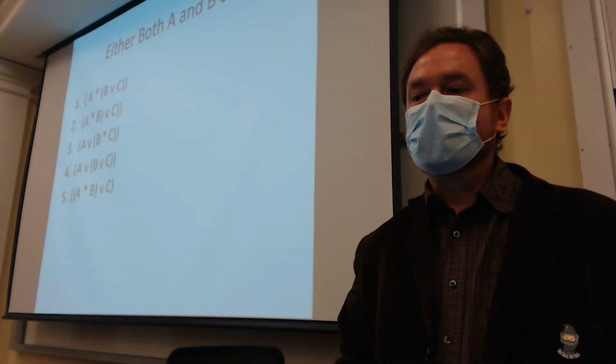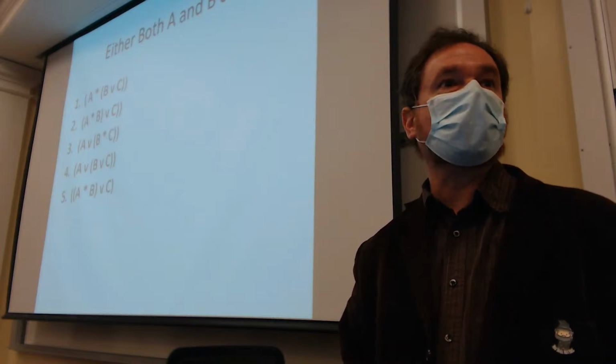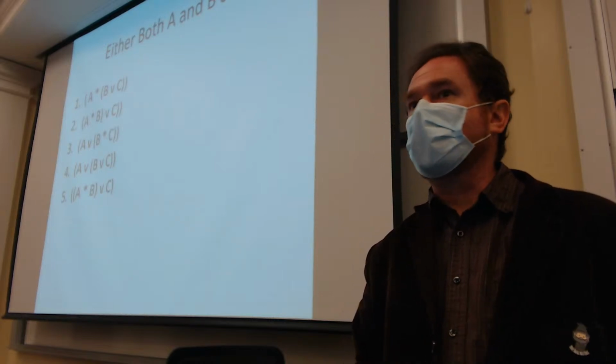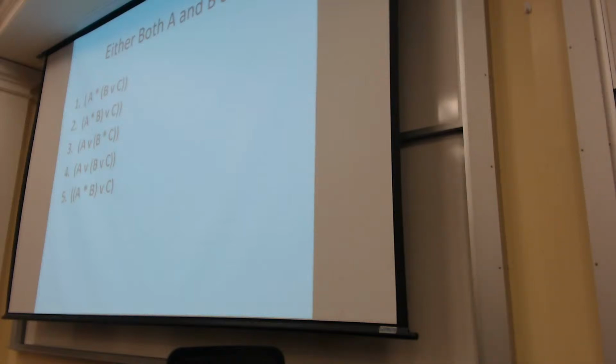Either both A and B or C. All right, so here we're starting to use combinations of words that we don't usually use in natural English. But it's important that we translate it either way. Either tells us to open one parenthesis. Both tells us to open a second parenthesis. Then we get A and B. We have to close a parenthesis there.